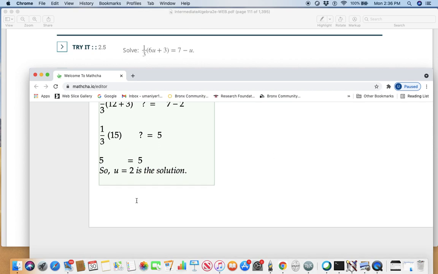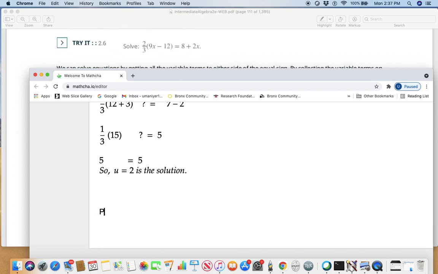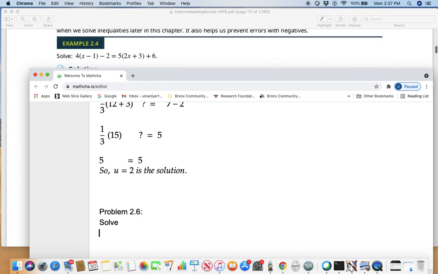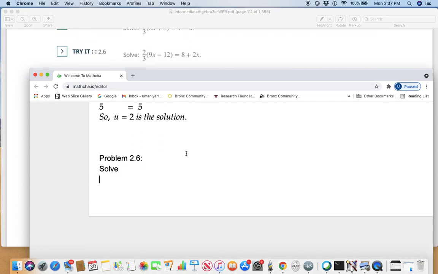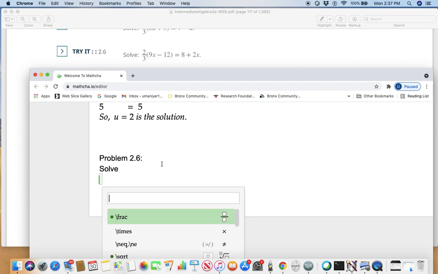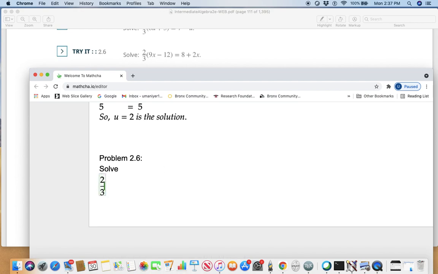Okay. Let's try one more problem. Problem 2.6. Solve two-thirds times (9x minus 12) equals 8 plus 2x.